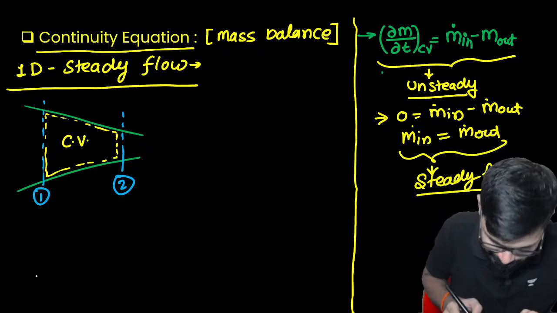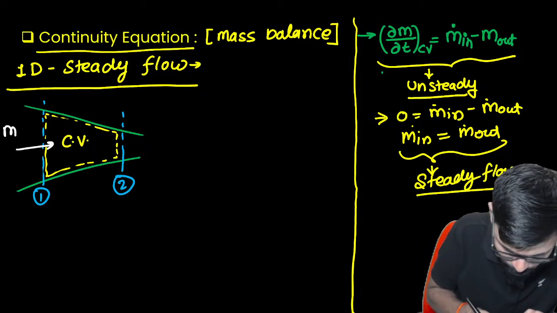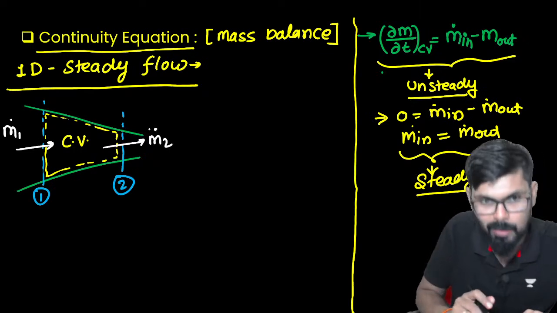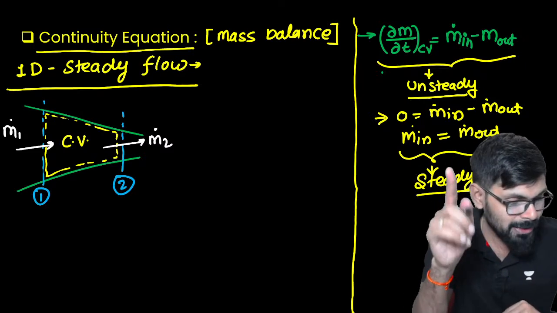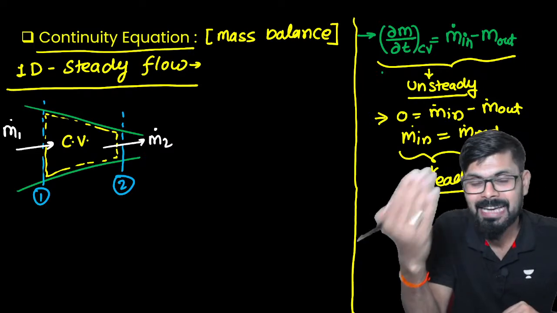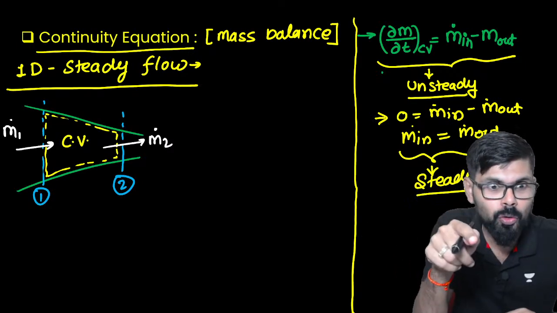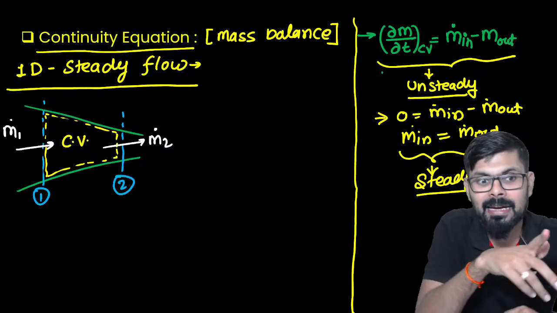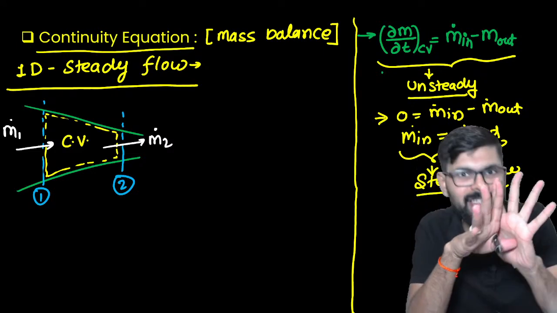From here some mass is entering. What is entering? m1 dot is entering. What is leaving? m2 dot is leaving. Now, the first thing I am taking is steady. If it is steady, no mass is going to accumulate within the control volume, which means whatever mass enters, the same mass leaves. And second, you can see that flow is in only one direction, only the x direction.